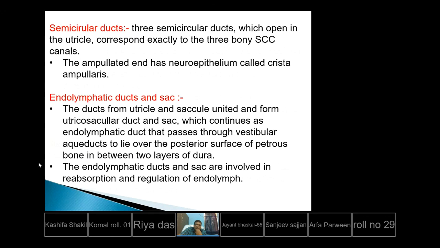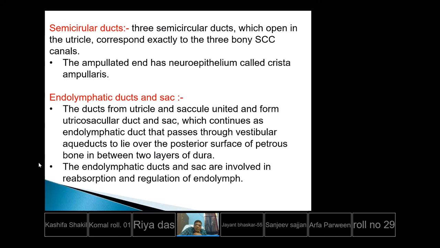Now the semicircular ducts, the three semicircular ducts which open in the utricle, correspond exactly to the three bony semicircular canals. The ampullated end has neuroepithelium, and this neuroepithelium is called the crista ampullaris. So the ampullated end is actually for the neuroepithelium.